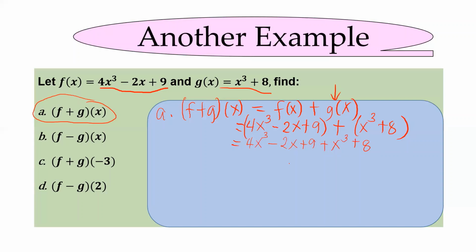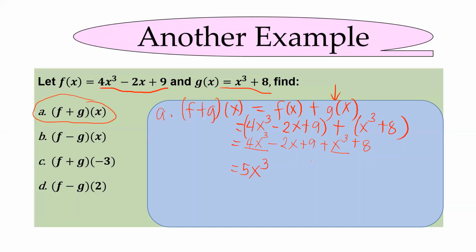Proceed. Ano po ba ang pinakamataas na degree? Ito si 4x cubed at saka si x cubed. Therefore, ibig sabihin, we can combine them. Sila yung pinakauna na ilagay natin dito na na-combine. Combine 4x cubed plus x cubed. That would give you 5x cubed.